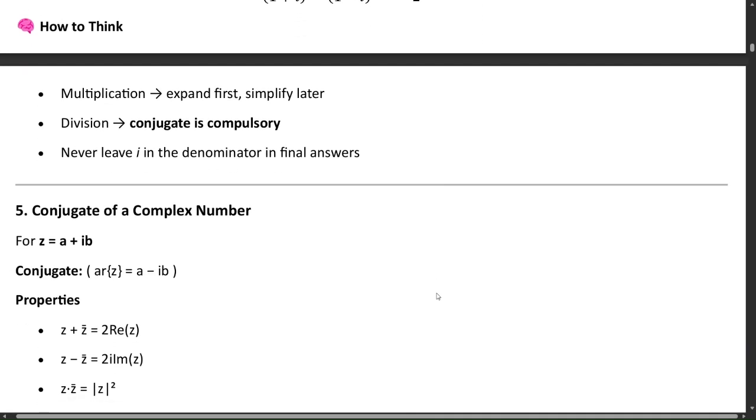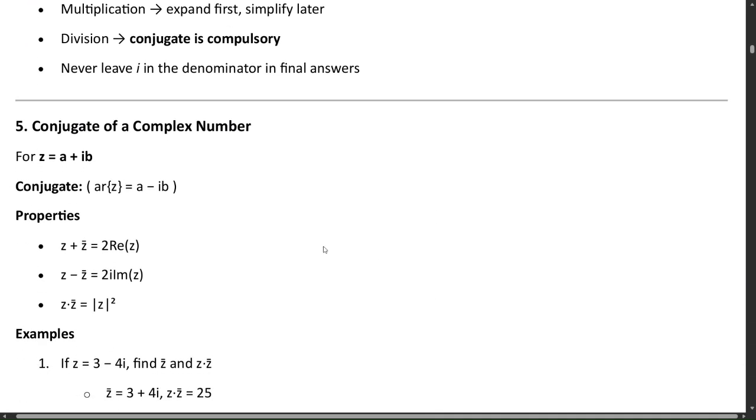Now let's look at the conjugate of a complex number. So the conjugate of a complex number is obtained by changing the sign of the imaginary part. So if z equals a plus ib is a complex number, then its conjugate is a minus ib. Conjugates also give us some useful properties, like z plus z conjugate is 2 times the real part of z. z minus z conjugate is 2i times the imaginary part, and the multiplication of z with its conjugate is the square of its magnitude or modulus.